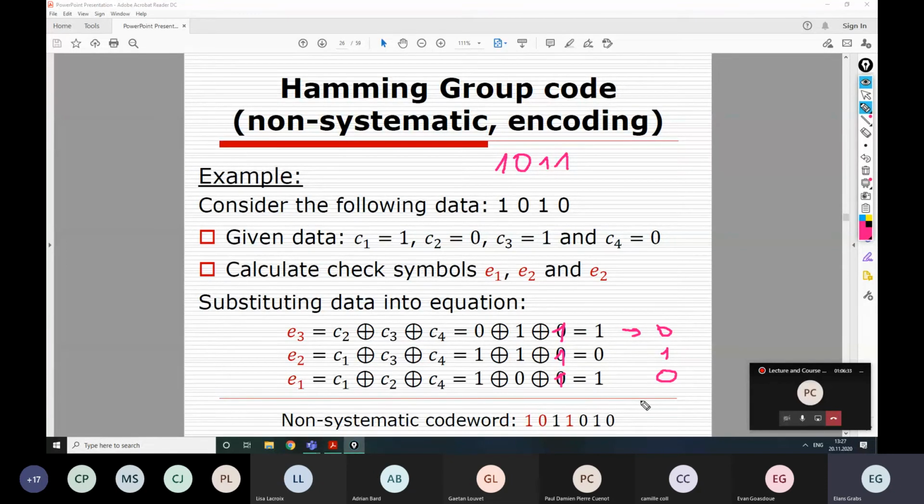So we calculate the control bits from information bits and then send them together by putting them in a non-systematic code word. Here we have control bit A1. Here we have control bit A2, C1, A3, C2, C3, and C4. That is our code word to be transmitted.